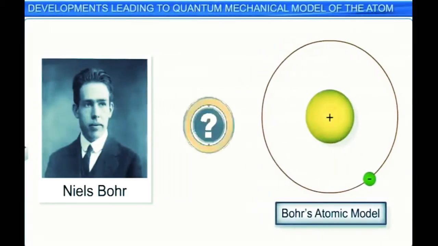Two important developments that questioned the rationality of Bohr's model are: 1. Dual behavior of matter, and 2. Heisenberg uncertainty principle. Let's understand these developments in detail.